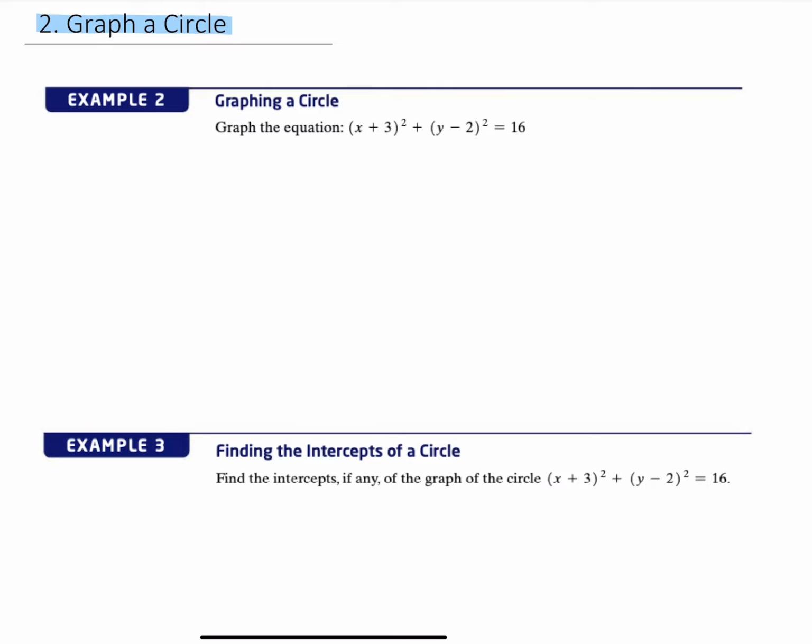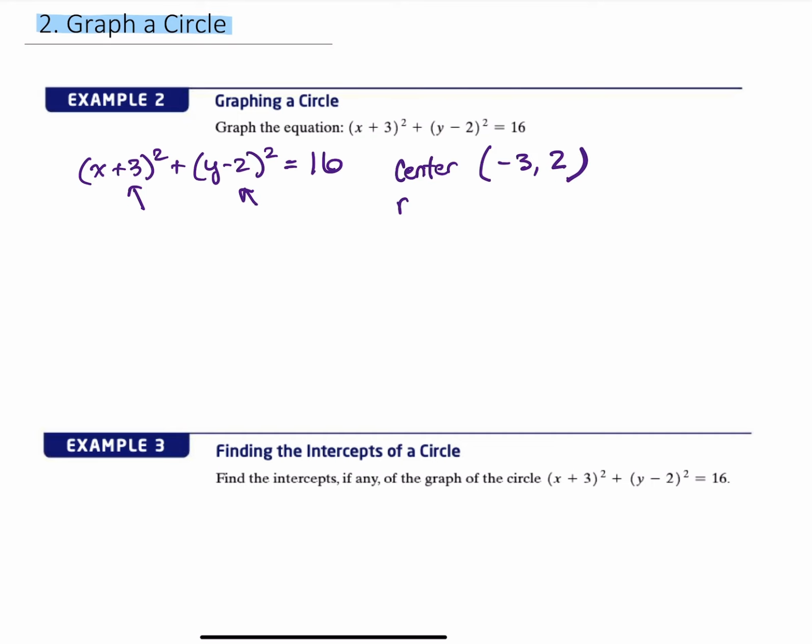So we have (x + 3)² + (y − 2)² = 16. Keeping in mind what we just talked about, our center will not be at (3, −2), but the flipped sign version of that. It'll be at (−3, 2).